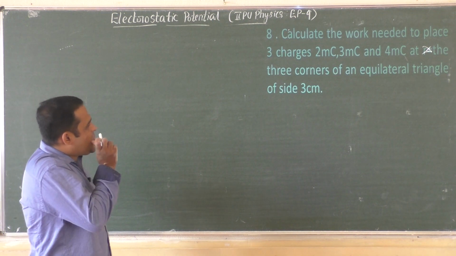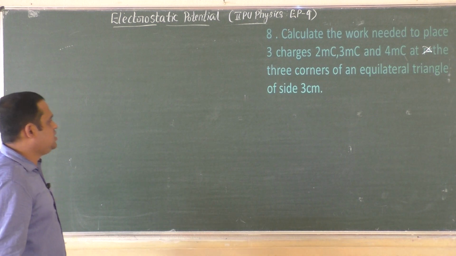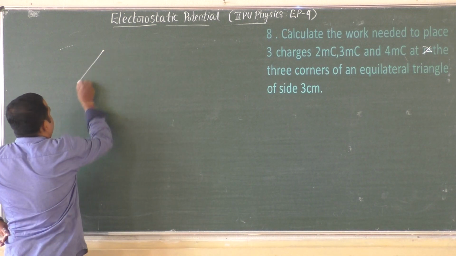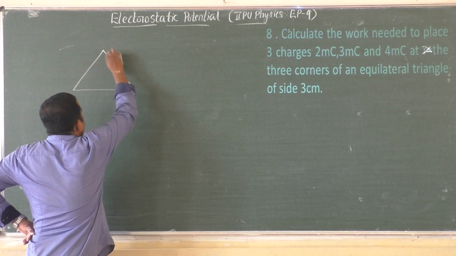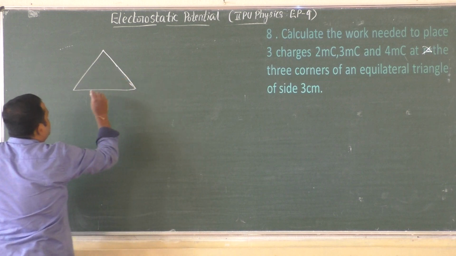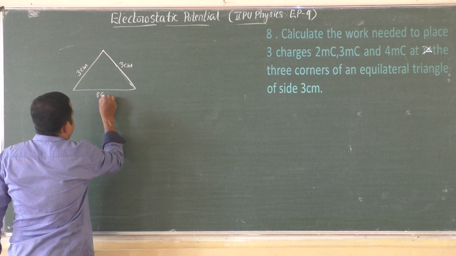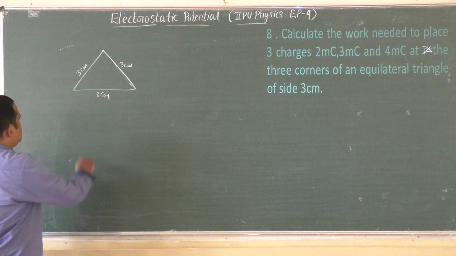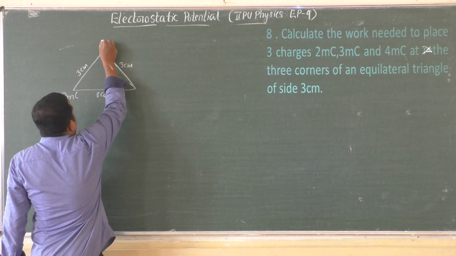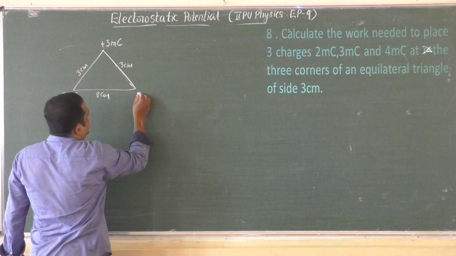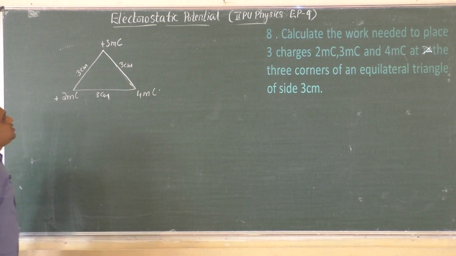So the work needed to place 3 charges at 3 corners of an equilateral triangle. That means, what is the amount of work done in forming a system of 3 charges? That is the question. Equilateral triangle with side 3 centimeter, here also 3 centimeter, here also 3 centimeter. At one corner we place a 2 millicoulomb charge, at another corner a 3 millicoulomb charge, and at another corner a 4 millicoulomb charge. What is the amount of work done?